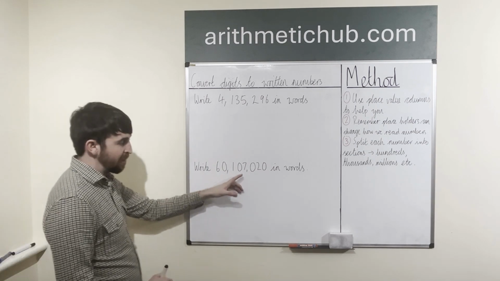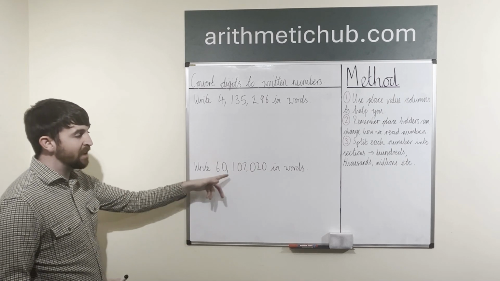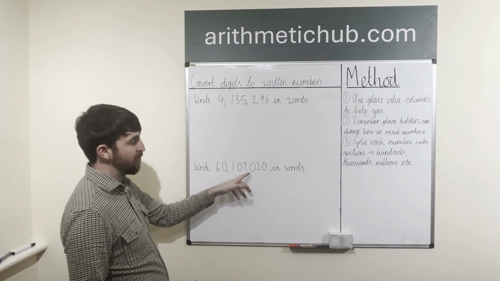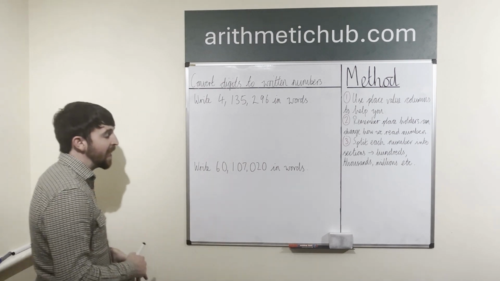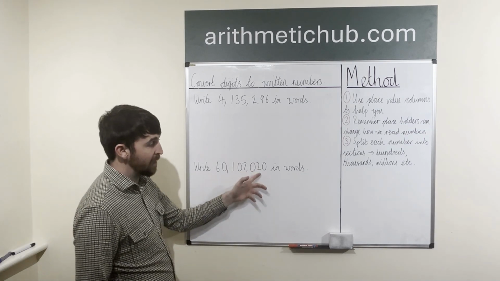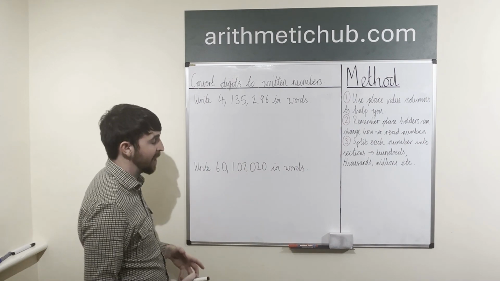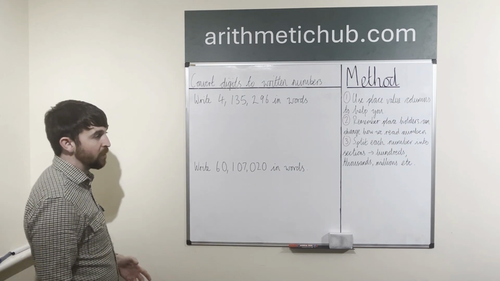Here we've got placeholders in lots of different parts of the number, 60,107,020. So even though there's no value in these columns, for example, here when we're reading 20, we wouldn't read it as 2 10s and then leave it there like that. So it's changed the way that we say the number.